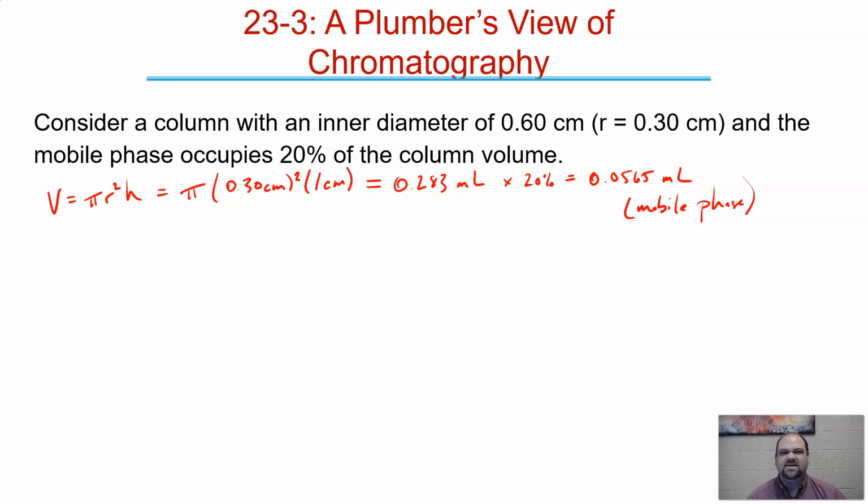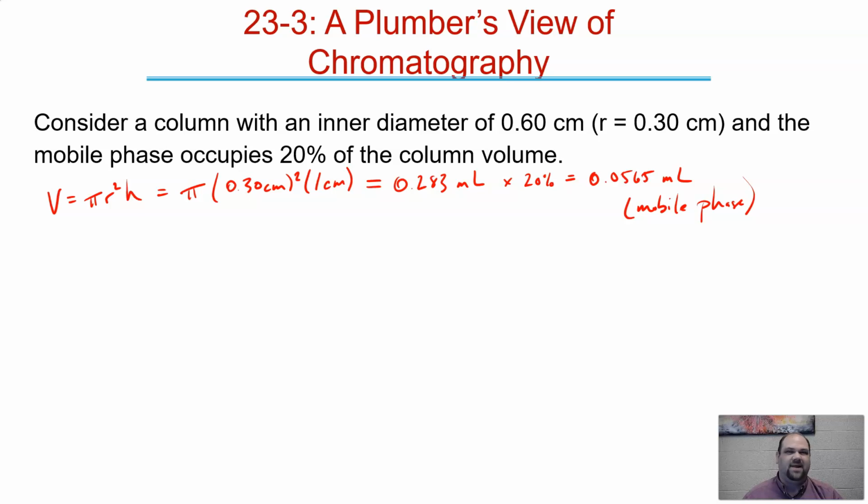Okay. This is just an example. If you're given a problem where you know the whole length of the column, feel free to calculate the volume of the mobile phase for the whole length of the column. This example is from our textbook, and they didn't give us that, so we're just going to do it for 1 centimeter.